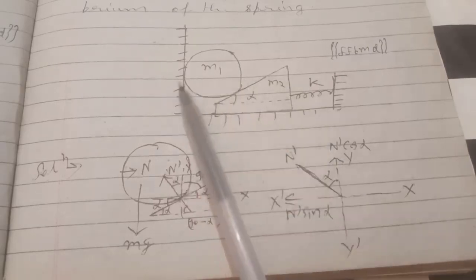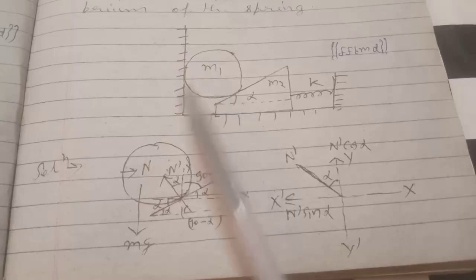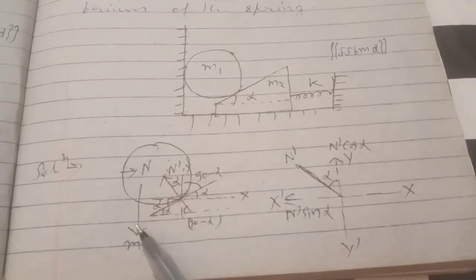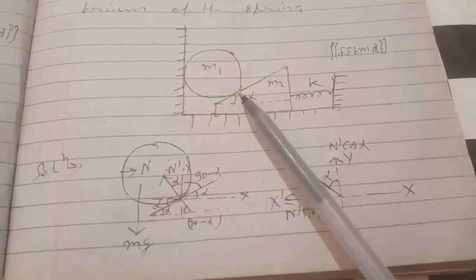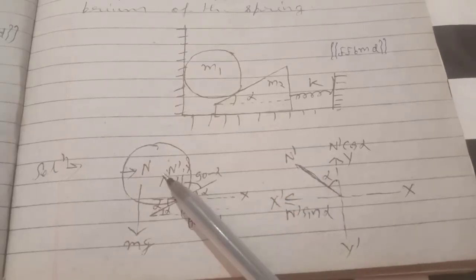Now consider that this surface applies force N, so this is N, and the weight acts in the downward direction, mg. And now the normal contact force on this surface, N dash, on this body is shown in this direction.